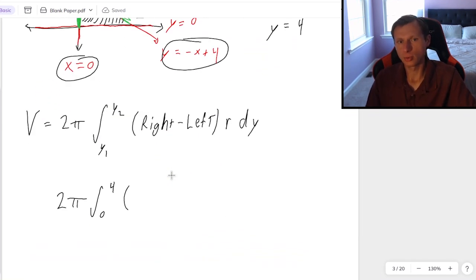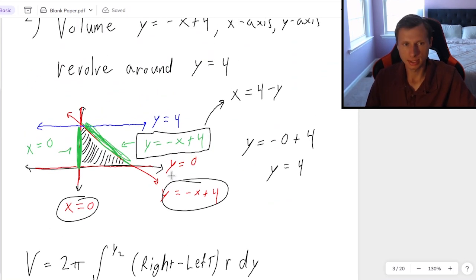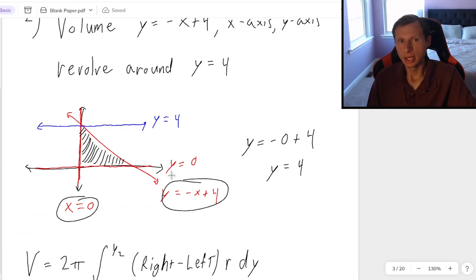So in other words, right minus left is actually going to be 4 minus y minus 0. I'm not even going to write the minus 0. And then times the radius. So remember, the radius is all about the axis of rotation. In this case, the line 4 is above. And in case you don't remember what the rule is, when we are above, the axis of rotation is that number 4 minus, in this case, y.